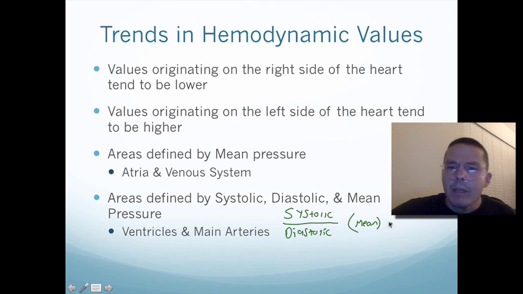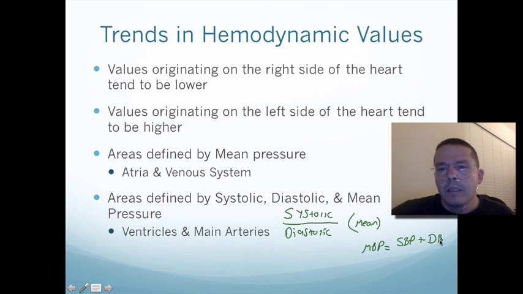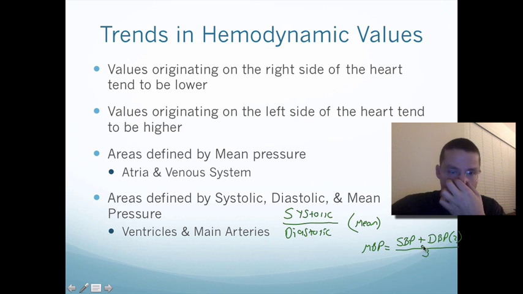So to calculate the mean pressure, the mean blood pressure is a result of the systolic blood pressure plus the diastolic blood pressure times 2, and then the whole thing divided by 3 total parts. And we'll get into what the specific normal values are for both the pulmonary blood pressure and the systemic blood pressure here in just a minute.